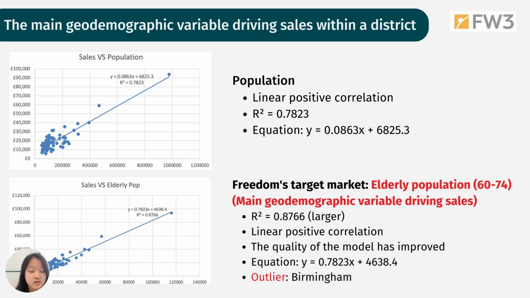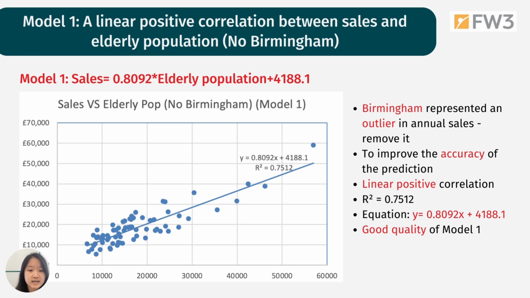And we can see that the R square has become larger, indicating that the quality of the model has improved. We also realized that Birmingham represented an outlier in annual sales, and therefore removed it to not affect the accuracy of our prediction. Finally, we established Model 1 here, and this scatter shows the linear positive correlation between sales and the elderly population. The R square here is 0.7512, indicating the good quality of Model 1.